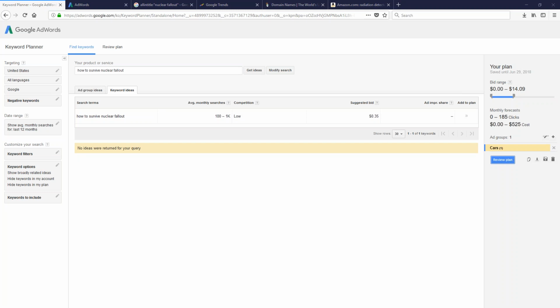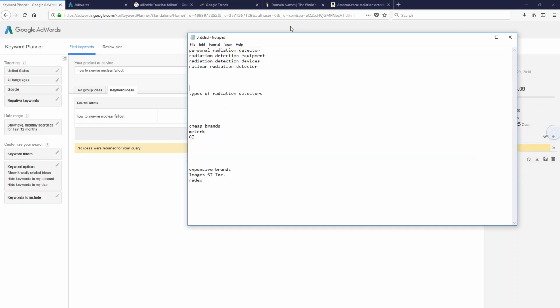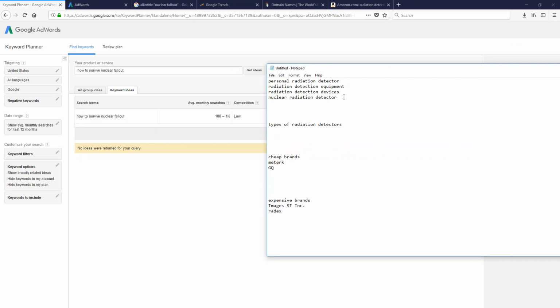So I could potentially try to gear my site one of two ways. I could make it about these personal radiation detectors to where the entire site is about that subject and focus it on that, or I could make it more on how to survive nuclear fallout to where these personal radiation detectors would really just be a part of that website.